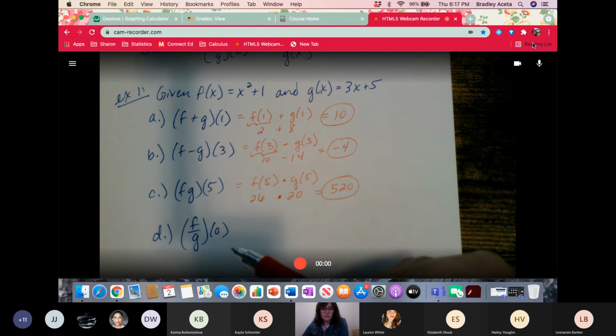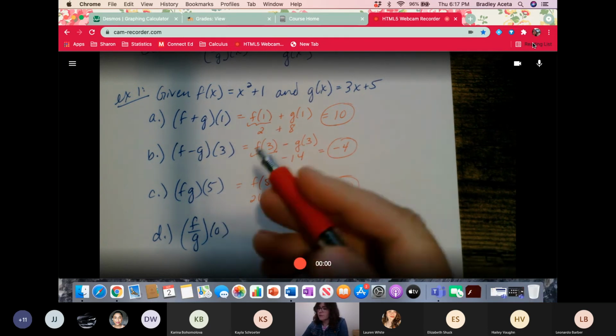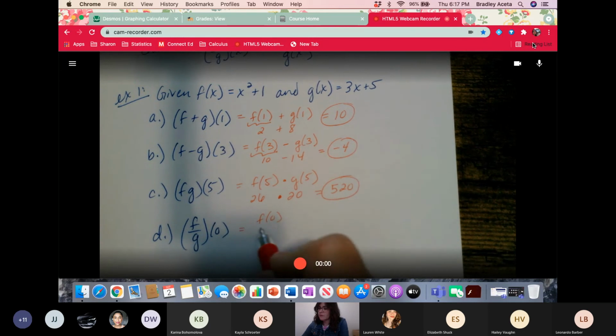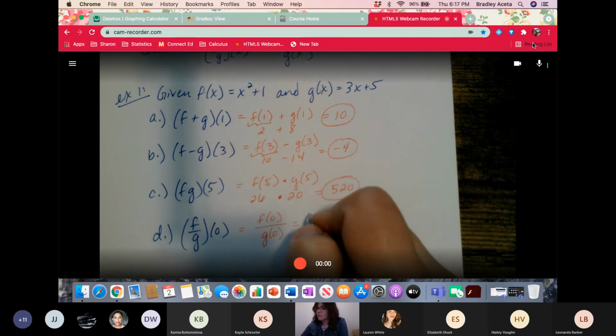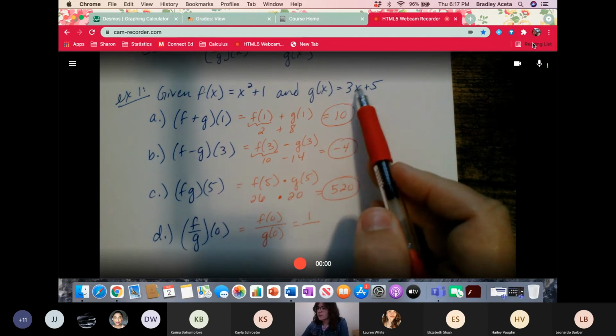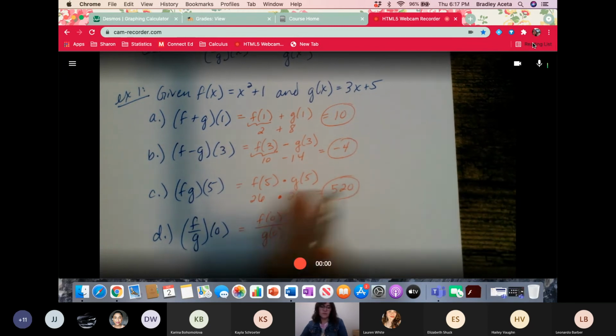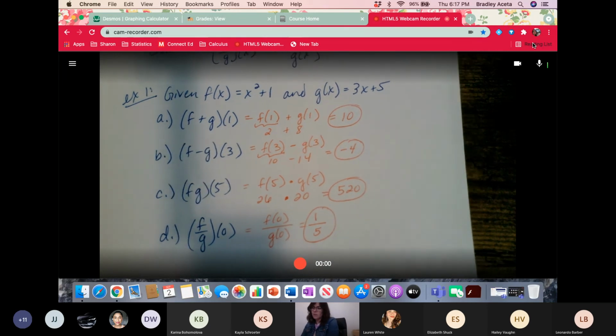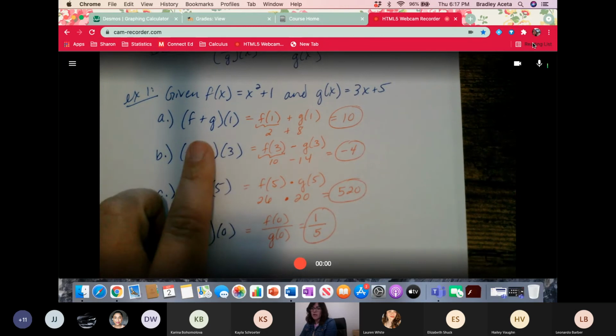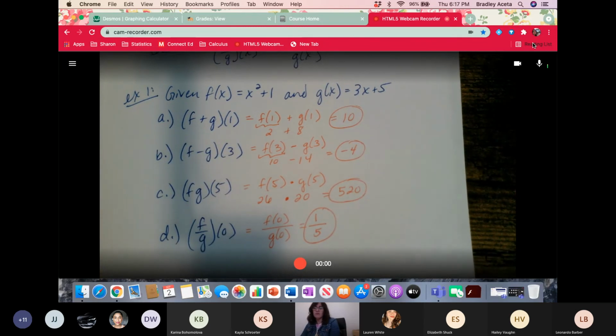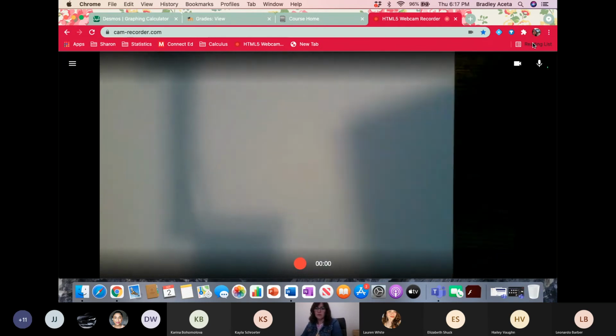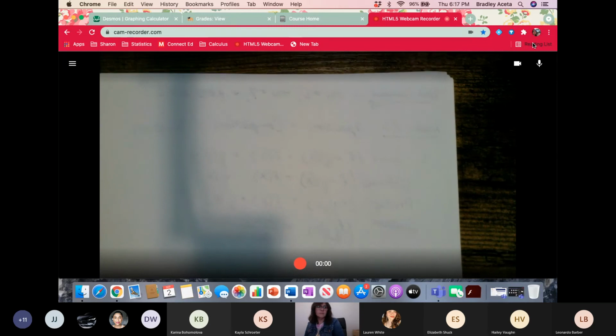All right, one more here. So plug in 0. This would be the f of 0 over the g of 0. So 0 squared plus 1 is 1. 0 times 3 is 0 plus 5 is 5. 1/5. So that's basic operations of functions. Pretty simple. But now we're going to do another example where we don't have numbers. We have to just write out the simplified form of f plus g of x. Okay, so let me do an example of that.